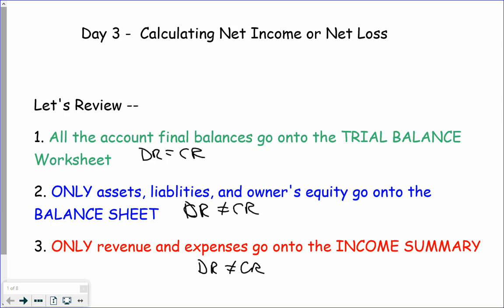Okay, so these ones, the debits equal the credits. These ones, the debits don't equal the credits. What we're going to learn today is how to make these two be the same number. That's what we've got to figure out.